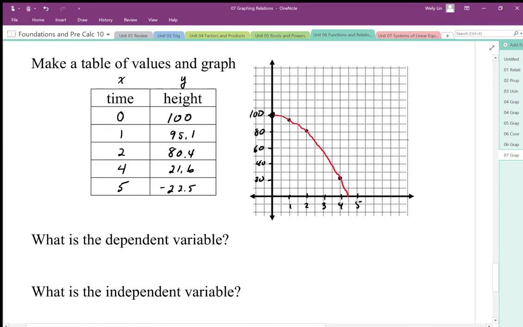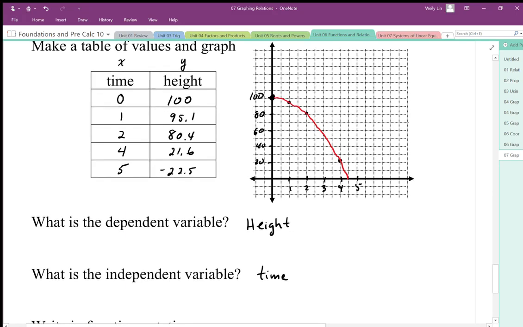So what is the dependent variable? Well, the height is dependent on the time. So the height is our dependent variable. That makes the time the independent variable. And if you're not sure, generally time is independent because most things depend on time.